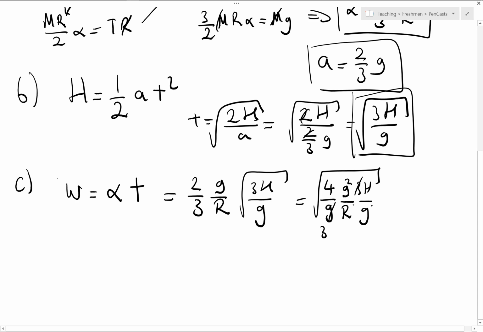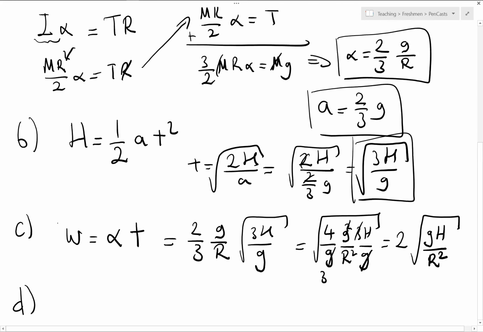And this is going to be g squared over r squared, so g is cancelled. So what do I find? I find 2 outside, the square root of g h over r squared, which is nice, right?